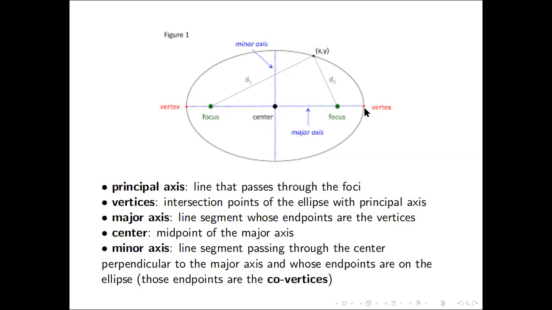Now, what is the minor axis? In the figure, it's this one here. You see that its endpoints are on the ellipse, and it passes through the center and is perpendicular to the major axis. So that is the minor axis: the line segment passing through the center, perpendicular to the major axis, and whose endpoints are on the ellipse. And by the way, the endpoints of the minor axis are called the covertices, just like for the major axis, its endpoints are the vertices.